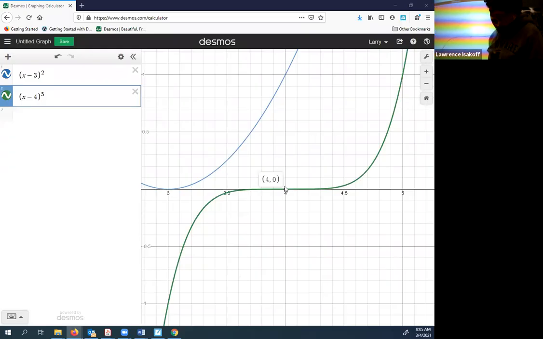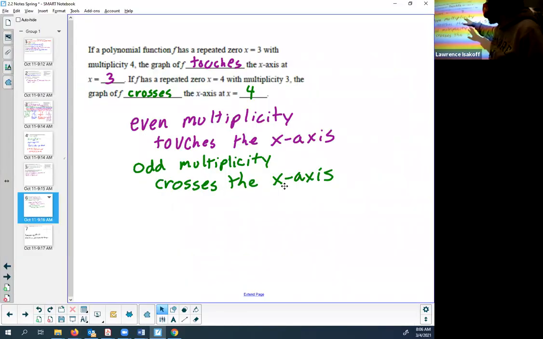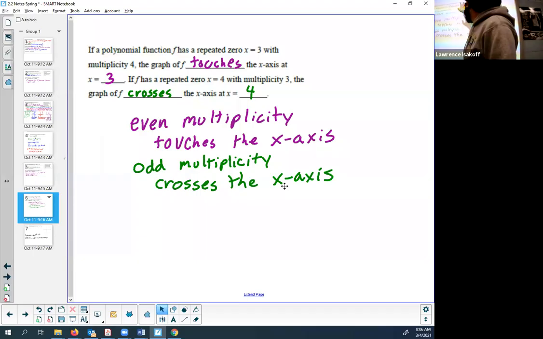So to summarize that in the notes, if f of x has a repeated 0 at x equals 3 with a multiplicity of 4, the graph touches the x-axis at 3. If f of x has a 0 at x equals 4 with a multiplicity of 3, it crosses the x-axis at 4. And that's just what we saw visually.